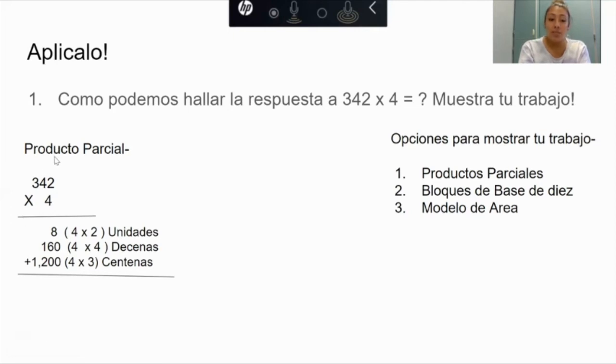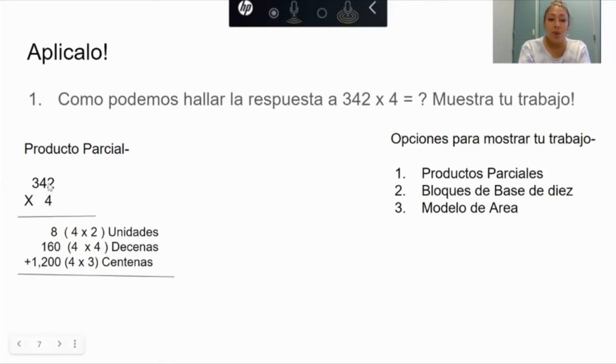Usando el modelo de producto parcial, voy a empezar con mis unidades. Multiplico 4 por 2. Aquí lo muestro como nos ha mostrado el ejemplo. Eso me da la respuesta de 8. Lo escribo debajo de la línea. Luego me muevo a mis decenas.